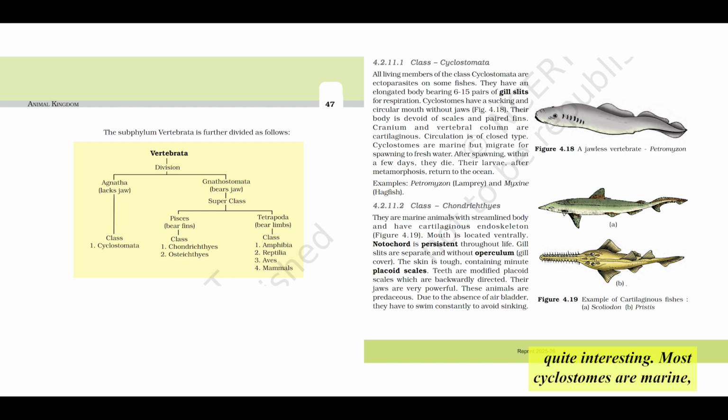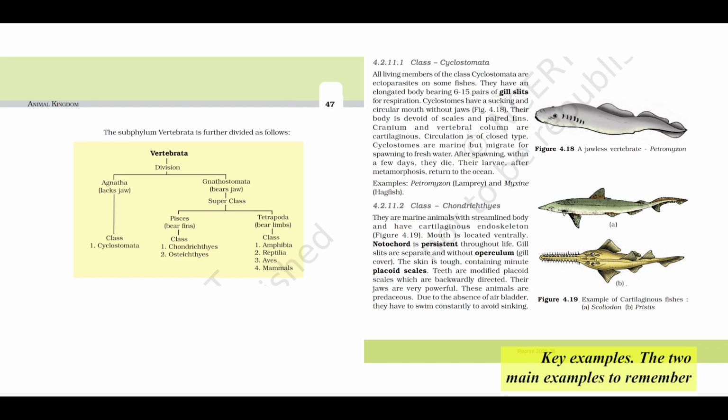Most cyclostomes are marine, but they undertake a significant migration into fresh water for spawning, laying eggs. After spawning, the adults typically die within a few days. Their larvae, called Ammocoetes larvae in lampreys, live in fresh water for several years, then undergo metamorphosis and migrate back to the ocean to mature. Quite a journey. Key examples.